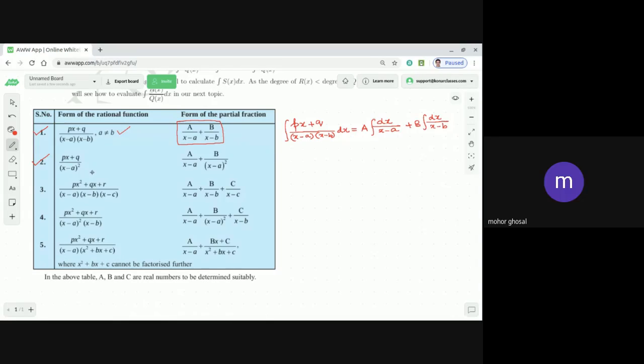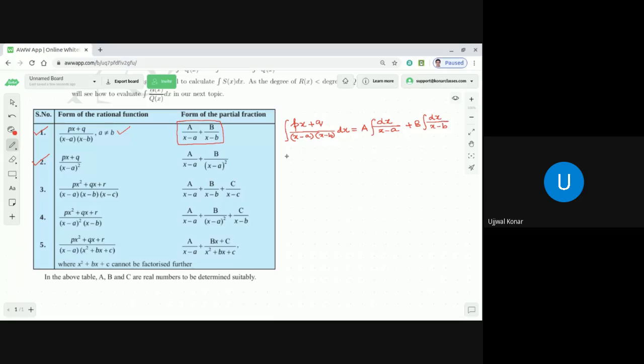Then we will write the partial fraction form for this particular rational function, that is (px plus q) by (x minus a) whole square, equal to capital A by x minus a plus capital B by (x minus a) whole square. Why so? For that, we can deep dive into the rational function and partial fraction representation of rational function in some separate class. But for the time being, you assume this is the form, and that's why I said a few minutes back, you need to remember this table very well.